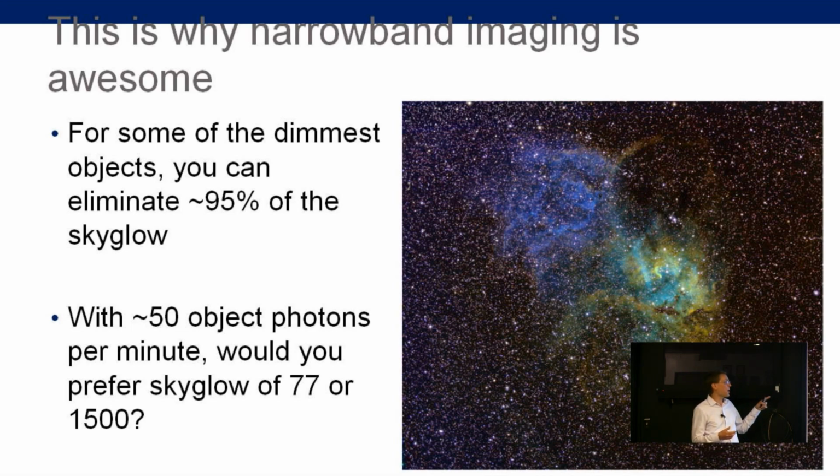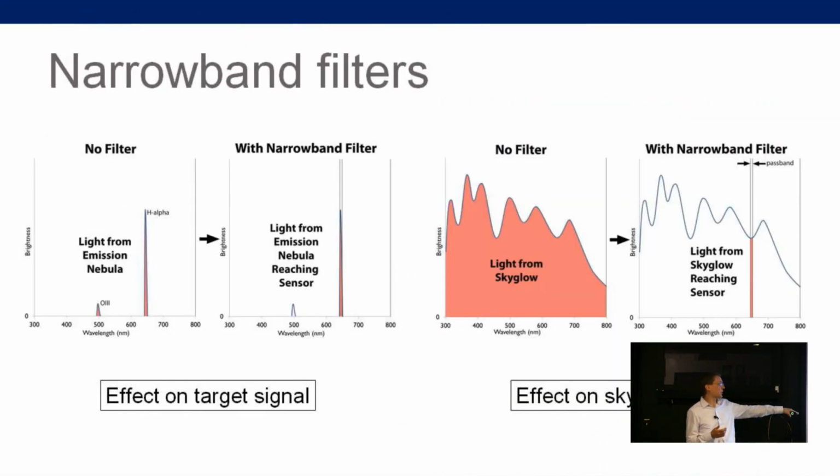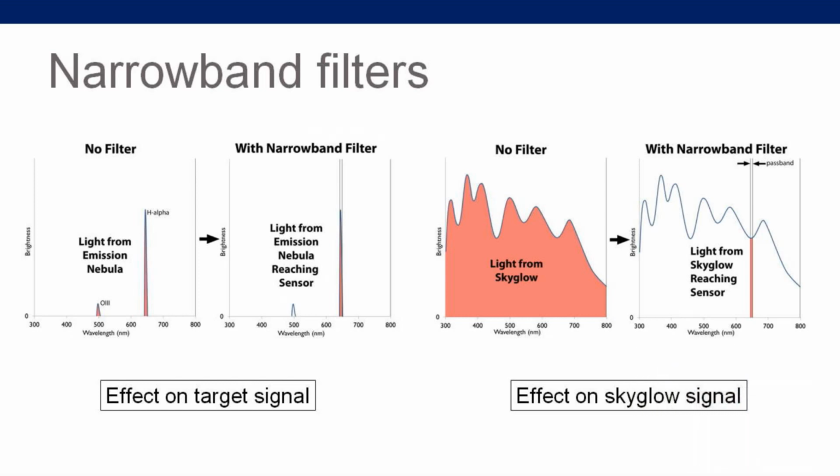So with narrowband filters, you can get rid of 95% of the sky glow without getting rid of any of your target signal. If you have 50 photons coming in, would you prefer to have 77 coming in from the sky glow or 1,500, right? That's what narrowband filters allow you to do. They even allow you to do it on a moonlit night. And this is just an illustration in the book that I put in to make this point. On the left, this is the effect of a filter on target signal. That is basically the bandpass, that 5 nanometer bandpass.